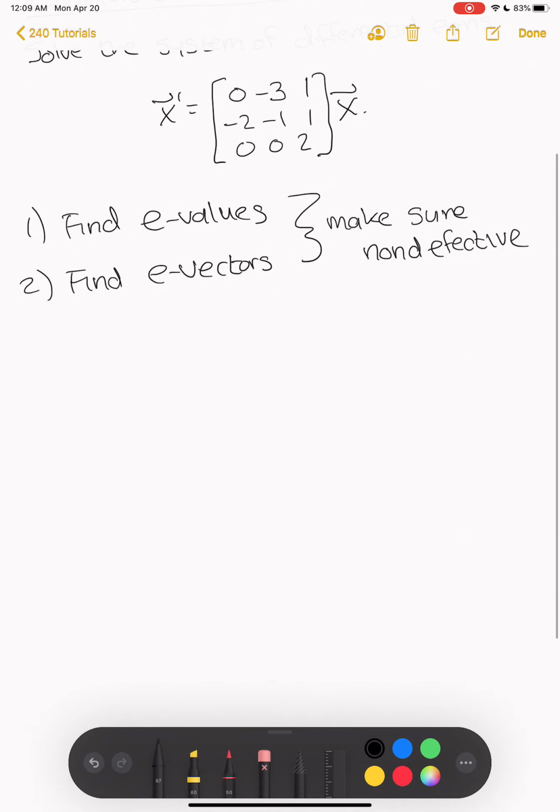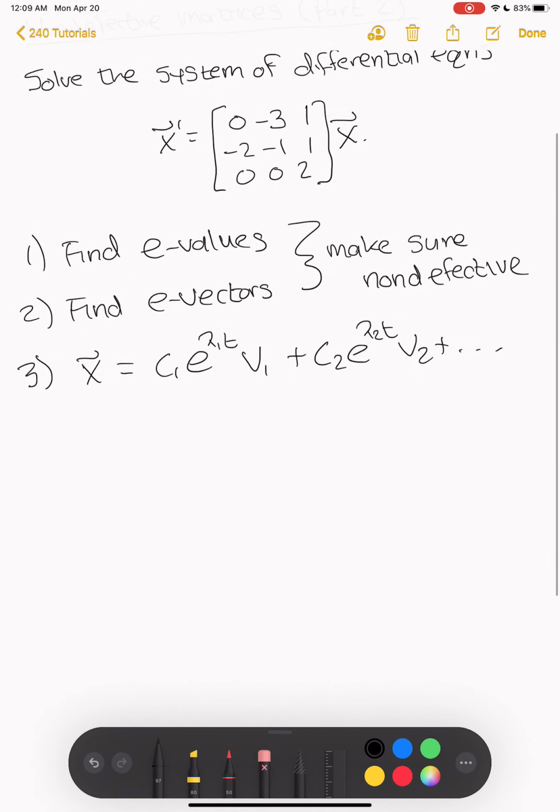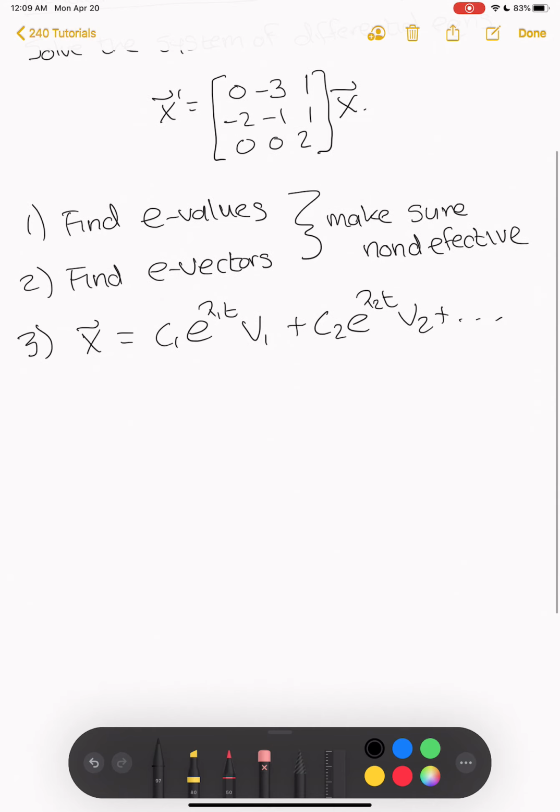Okay, and then after that, you say x is equal to c1 e to the lambda 1t times v1 plus c2 e to the lambda 2t v2 and so forth for as many dimensions as you need. All right, so we have our matrix A.